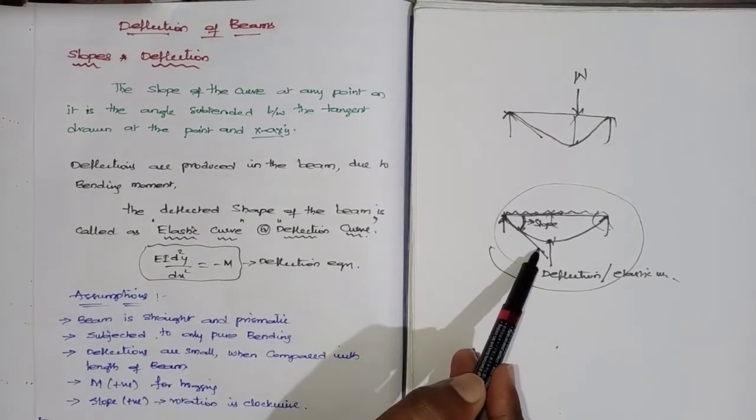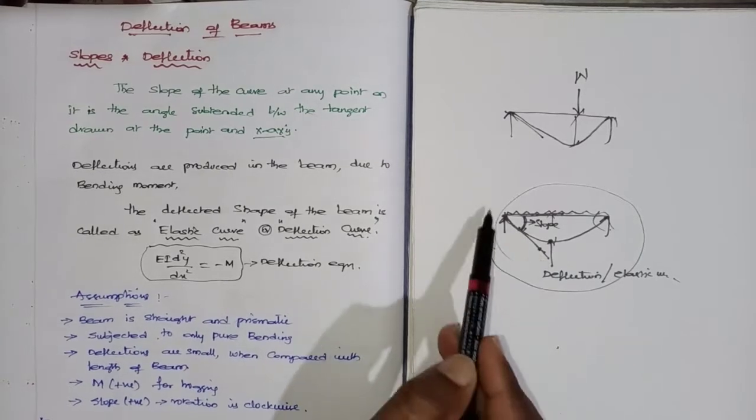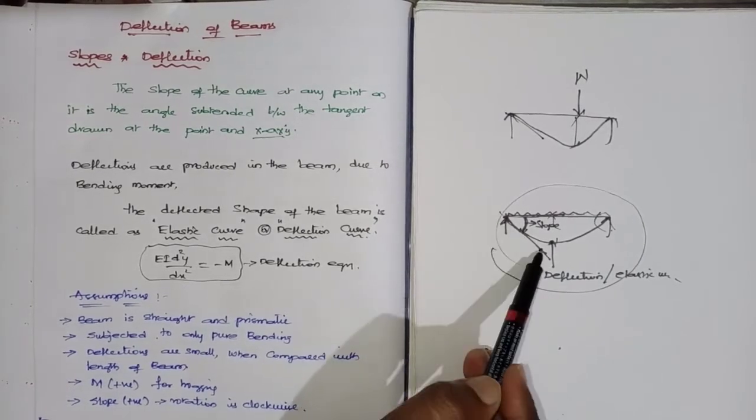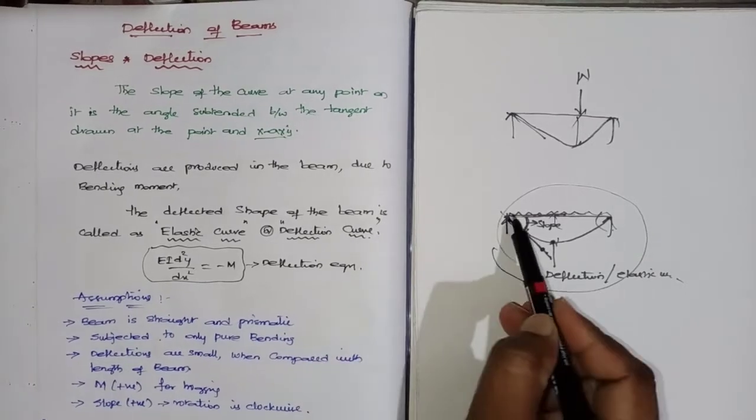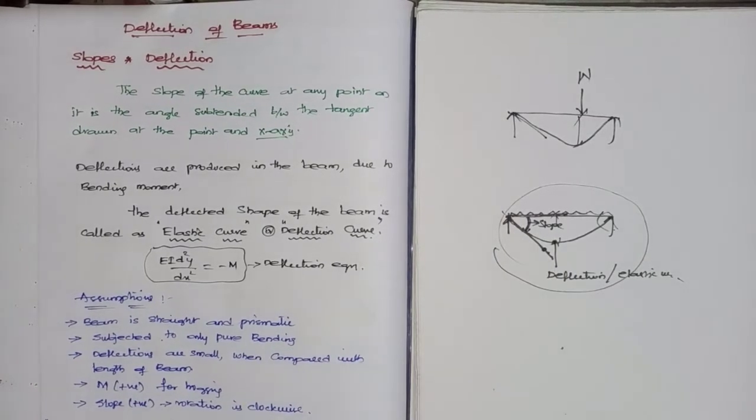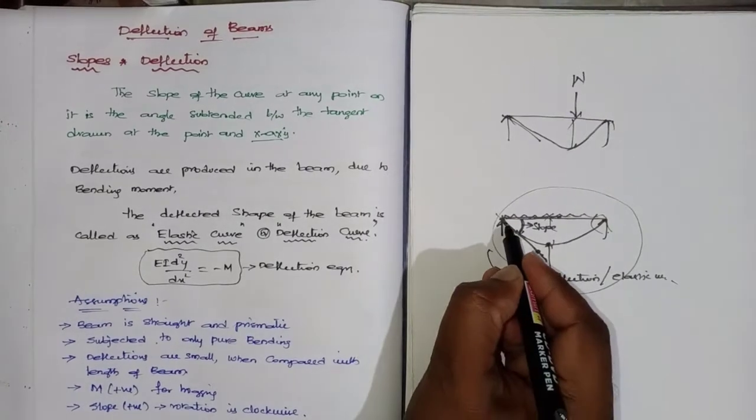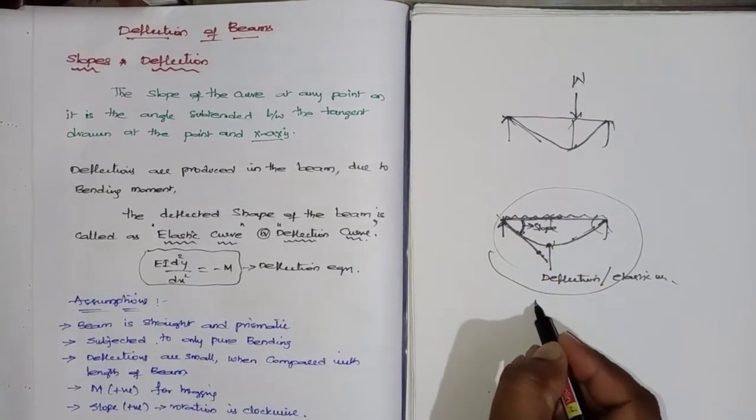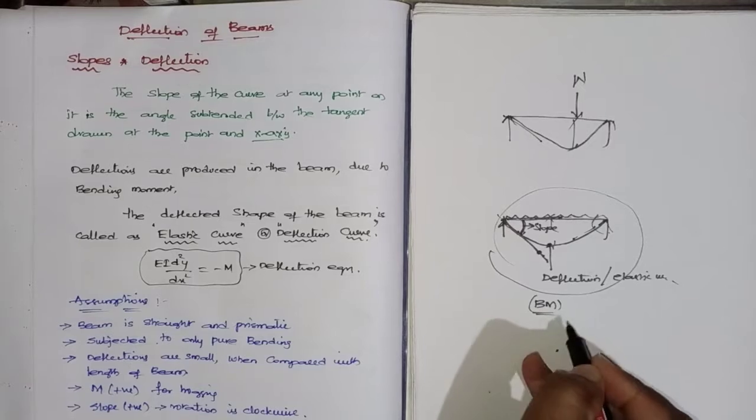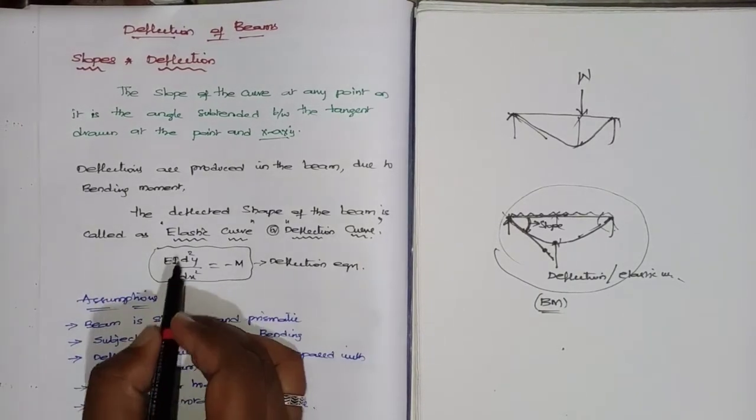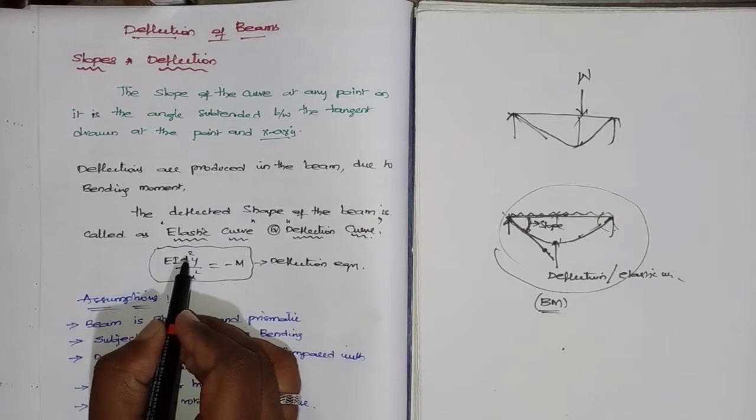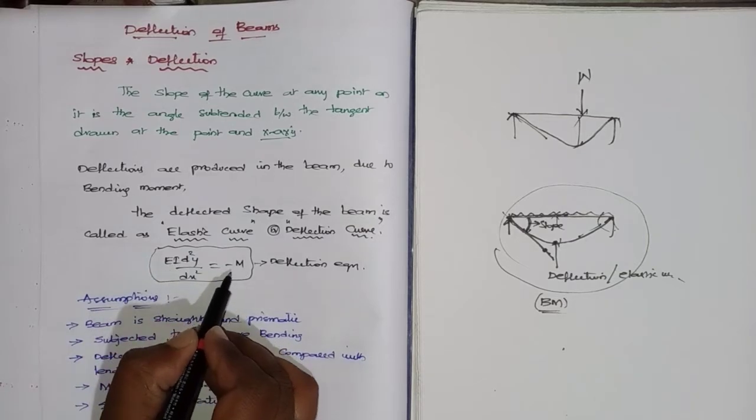Now what do you mean by slope? The slope of a curve at any point is the angle subtended between the tangent line and the x-axis. Here the deflections are developed in the beam due to bending moment only, the bending moment produced in the beam. Now this is the equation, EI d square y by dx square equals minus M, which is the deflection equation.